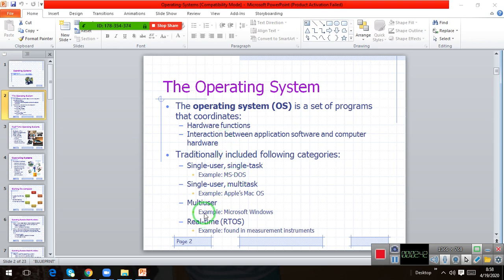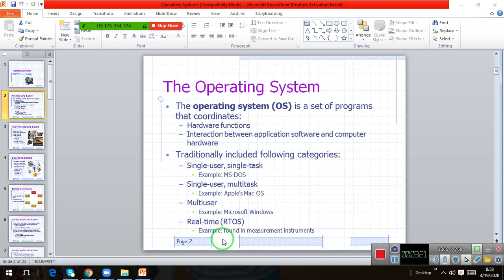And then we have the multi-user operating system, which is very familiar, the Windows platform, Microsoft Windows, where multiple users can interact at a time. Then last we have the real-time operating system. Real-time operating systems are those which are used for measurement instruments. For example, if you want to perform some operation by the hardware, we give the instruction to that hardware. This one is known as the real-time operating system.